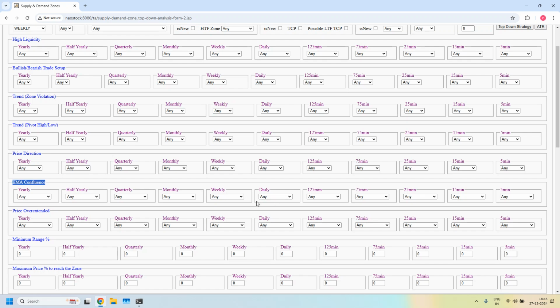But the condition is the weekly zone should be having monthly zone confluence, that we already said. Now we need to set monthly zone is having monthly EMA confluence. Why? Because weekly demand zone is a part of the monthly demand zone. That's why we are setting the filter. Monthly demand zone should have monthly EMA confluence, and the trend on the monthly time frame should not be sideways. It can be up or down.